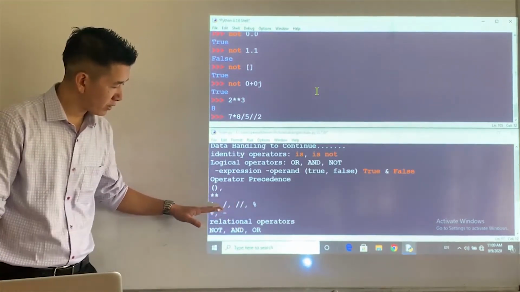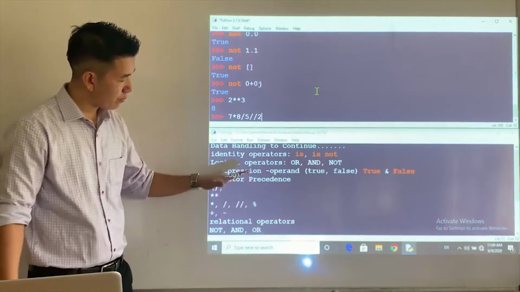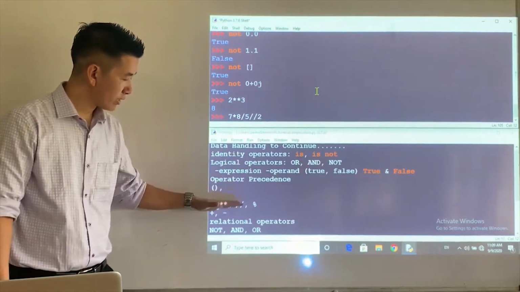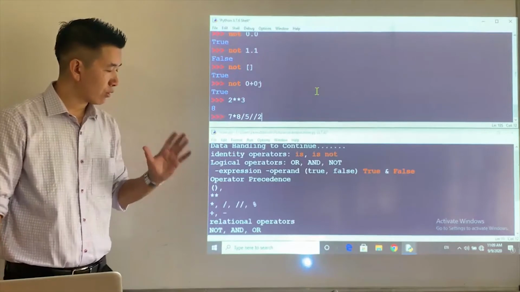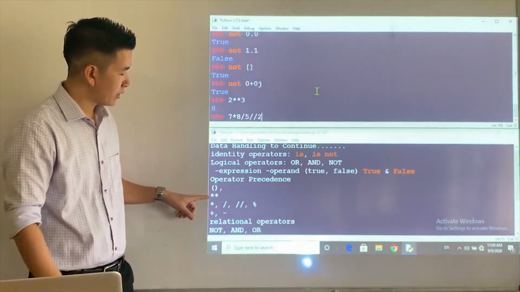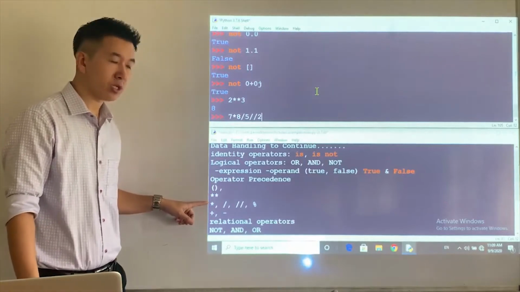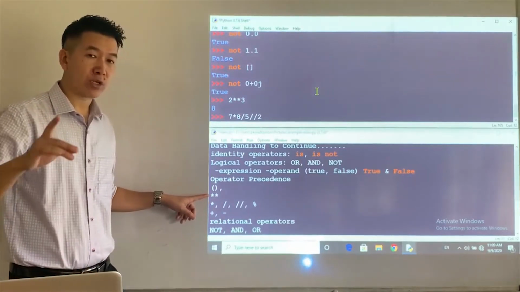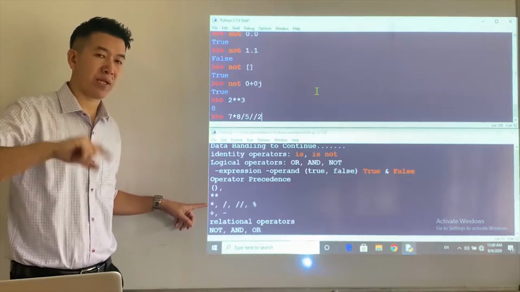If the operators come on the same precedence level or on the same priority level, the question is which one has to be evaluated first. If it's between exponentiation and multiplication, it's straightforward. Exponentiation has to be evaluated first, followed by multiplication.